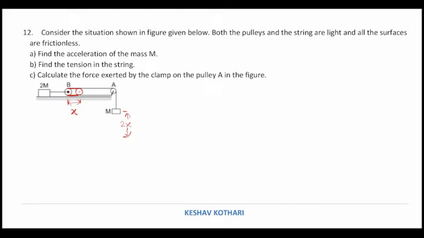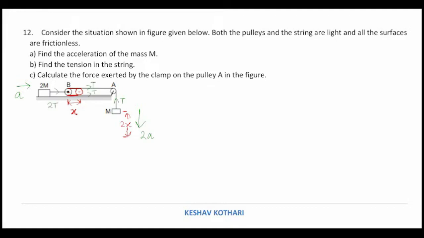So I can say that if the acceleration of the 2m block is a towards the right, then the acceleration of m in the downward direction will be equal to 2a from constraint analysis. Now the next thing we come to is the direction of tensional force. If a tensional force T is acting on this rope in this direction, then over here the tension force is going to become 2T.